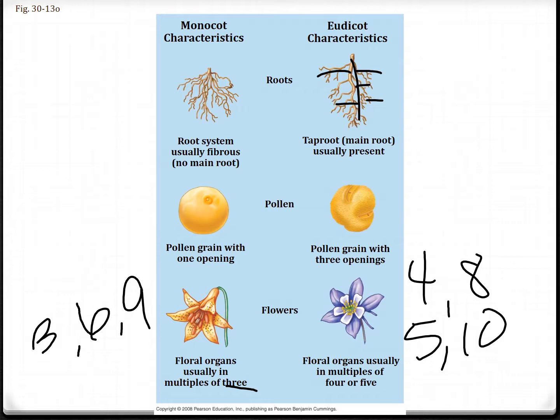You do sometimes run into the issue where you can't tell whether it's a monocot or a dicot because things could overlap. For example, if there was 12, you don't know whether that's a monocot or a dicot because it's a multiple of 3 and a multiple of 4. So beware of that when you are looking at these. I don't think you should see one of those, but just in case.